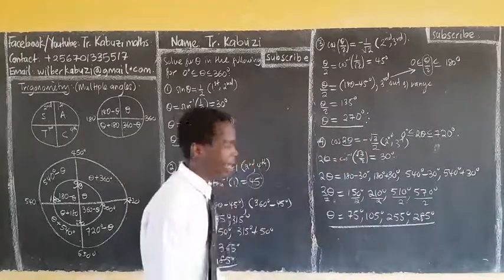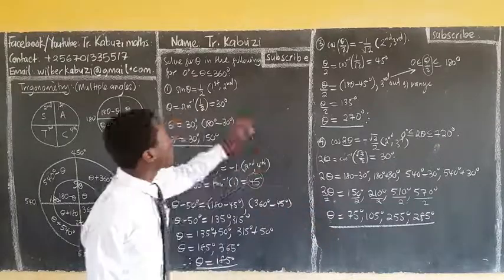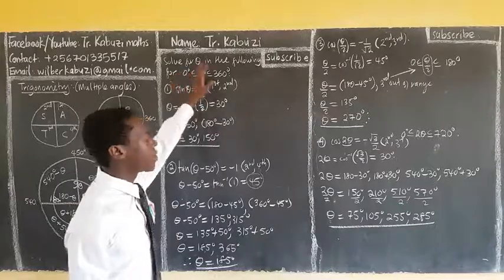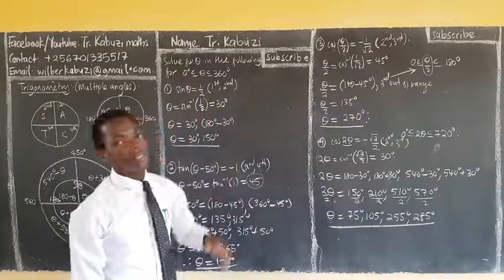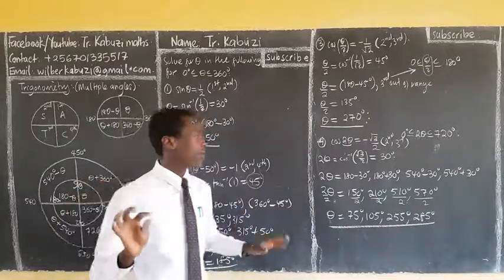And now you check, are all these angles in the range that corresponds with the theta? Because theta was the original range. And all these angles are in this range. So members, that's how we get angles in those quadrants.